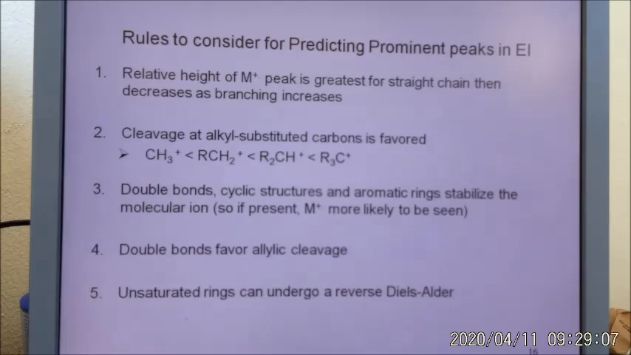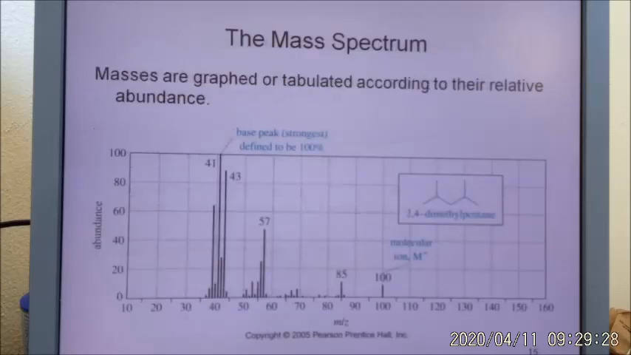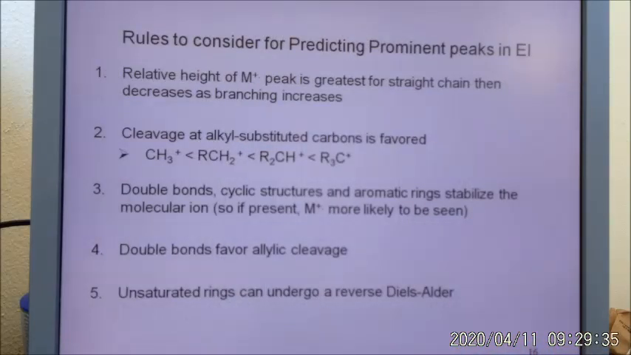So some of the rules to consider when you are predicting your prominent peaks in electron impact mass spec: the height of your molecular cation. Okay? So when you have a straight chain, it tends to be larger. If you have a lot of branching, it tends to be small. So let's go back, see how that's relatively small. If you compared it to just a straight chain, your molecular ion would tend to be larger. You're going to cleave at those carbons that favor a stable carbocation.